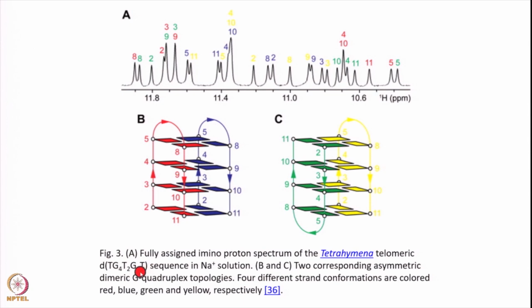G40 again, these 4 nucleotides here, 8, 9, 10, 11, in the same sequence can form a quadruplex structure. In this case this is asymmetric, this is symmetric, and you have both the structures possible, and you will see separate peaks for each of these structures, and therefore you see so many peaks, a beautiful spectrum.